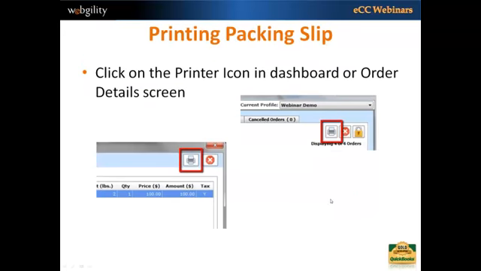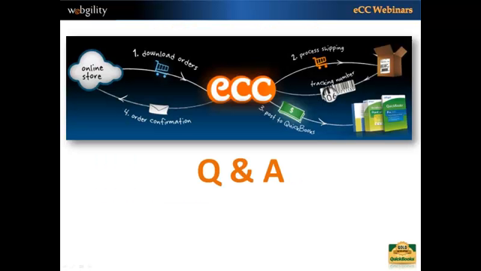So we've talked a little bit about packing slip, and the way to print the packing slip is pretty simple. You go to the eCC dashboard, or you double-click on an order, and you'll see this little printer icon on the top right corner. You can click that button, and eCC will print out the particular packing slip.